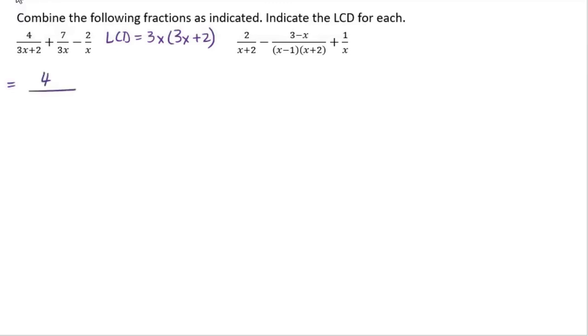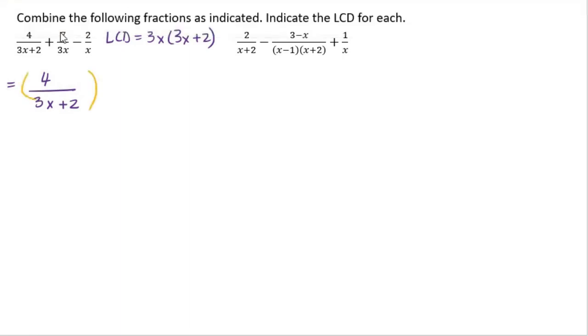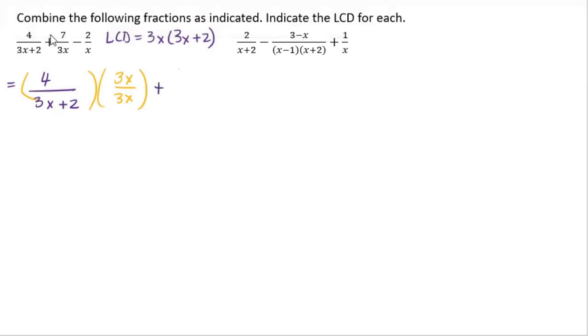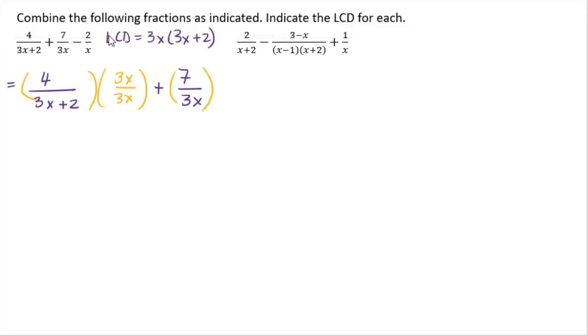So we'll take the 4 over 3x plus 2. And what do we need to multiply by to get to the lowest common denominator? Well, all we have is the 3x plus 2, so we have to multiply top and bottom by 3x. Second fraction is 7 over 3x. And what are we missing there? Well, this time we have the 3x, but we're missing the 3x plus 2.